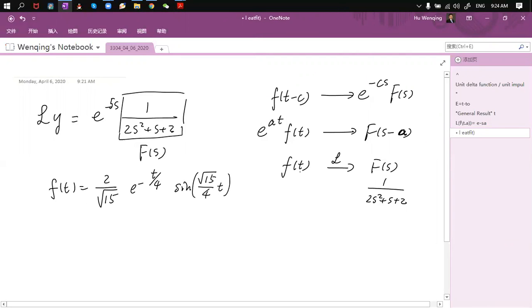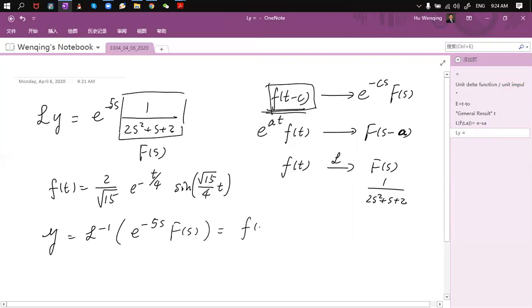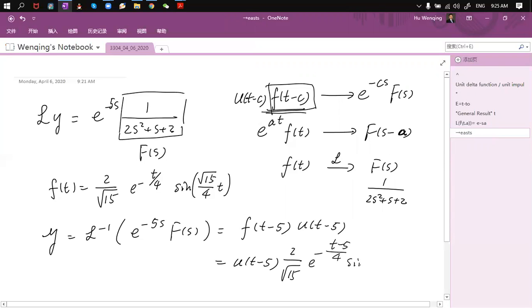So if you have this, you can apply this formula, but remember you must use f(t minus c). So y is equal to the inverse Laplace transform of e to the power minus 5s times F(s), which equals f(t minus 5). And you must multiply by u(t minus c), so I forgot this: u(t minus 5). That means you're going to have u(t minus 5) times f(t minus 5), which is 2 over square root of 15, e to the power minus (t minus 5) over 4, sine of square root of 15 over 4 multiplied by (t minus 5).